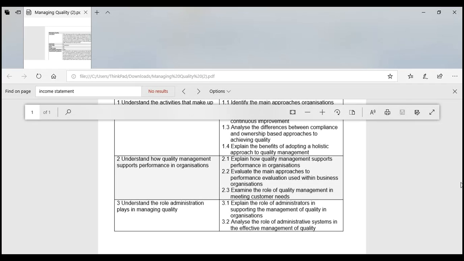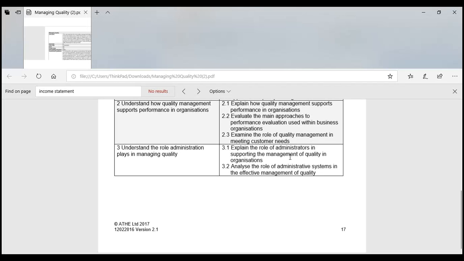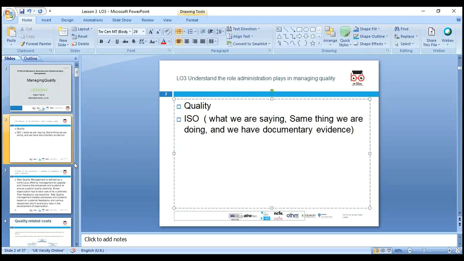So today we are moving towards our last LO, which is learning outcome 3: understand the role administration plays in managing quality. What is the admin role in managing quality, how can we manage it, and what sort of approaches or techniques can we use to manage quality? We have 2 assessment criteria. 3.1, where we need to explain the role of the administrator in supporting the management of quality in an organization, and analyze the role of administrative systems. Different administrative systems will help to improve quality, like a quality audit is one of them. This will be the focus of our lesson today.